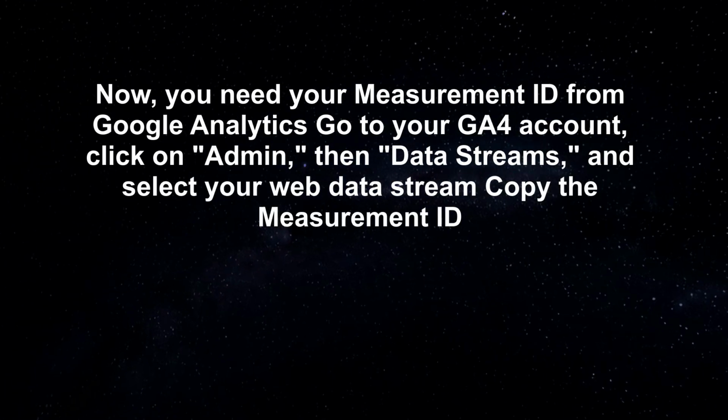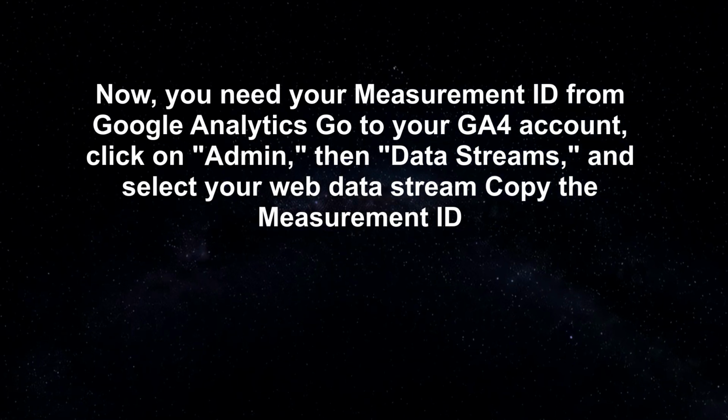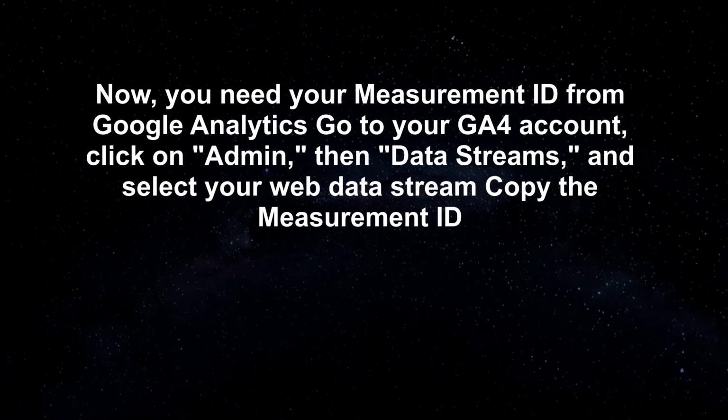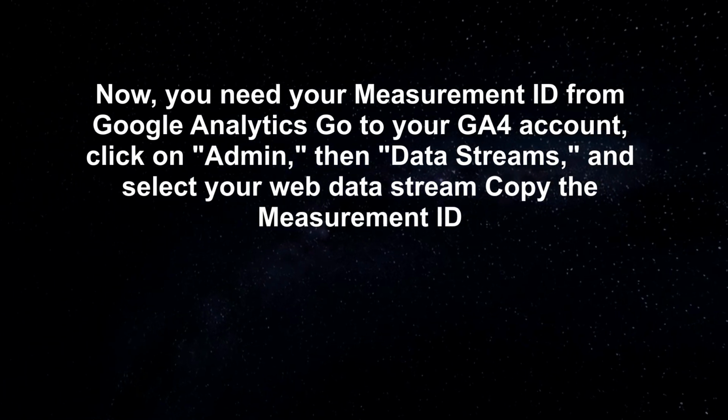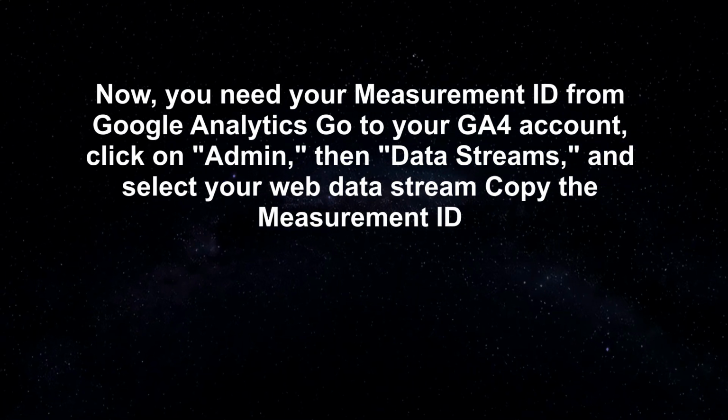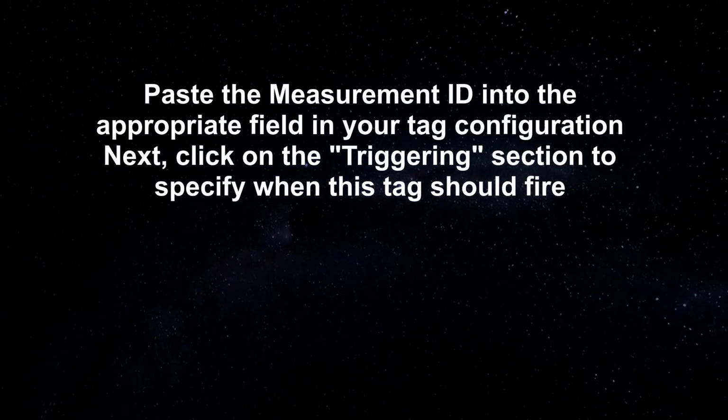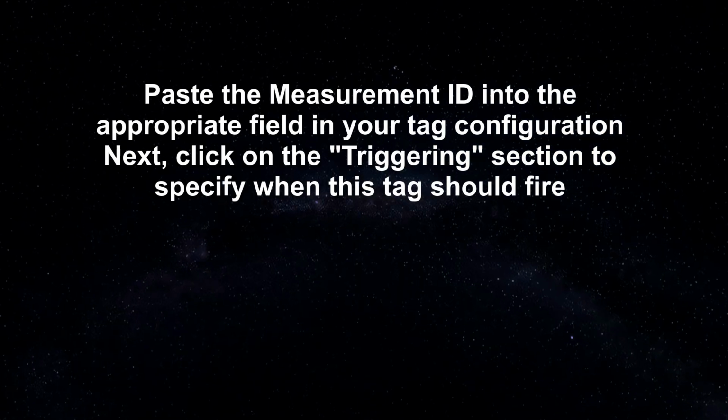Now, you need your measurement ID from Google Analytics. Go to your GA4 account, click on Admin, then Data Streams, and select your web data stream. Copy the measurement ID. Paste the measurement ID into the appropriate field in your tag configuration.